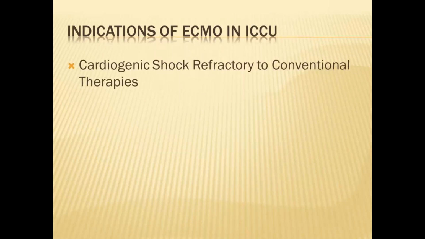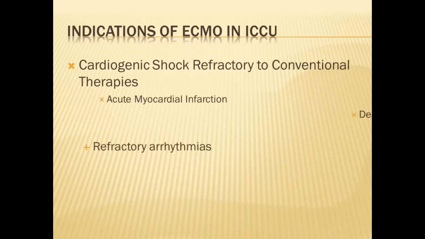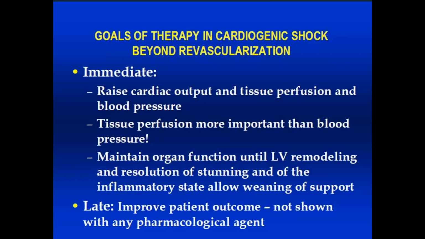ECMO in the ICU for cardiac indications: cardiogenic shock refractory to conventional therapies, refractory arrhythmias. Cardiogenic shock can be secondary to acute MI, decompensated cardiomyopathies, myocarditis. All that can be thought about. We always immediately try to raise the cardiac output, improve tissue perfusion, and maintain organ functions until early remodeling takes place, and improve patient outcome in the late phase.